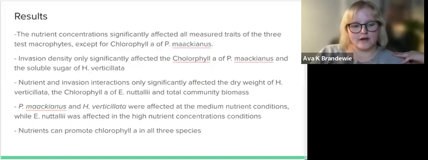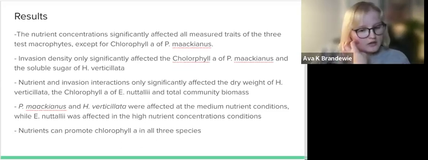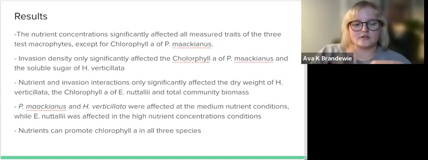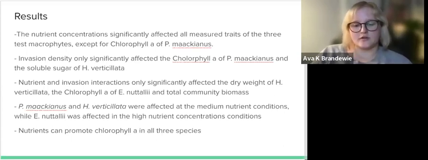The main results that they found were that the nutrient concentration significantly affected all the measured traits of the 3 tested macrophytes, including dry weight, total length, chlorophyll A, soluble sugar, and total community biomass. All that with the exception of the chlorophyll A concentration of P. maculis. That wasn't actually affected by the nutrient concentration negatively. On the other hand, the invasion density only significantly affected chlorophyll A of P. maculis and the soluble sugar of H. verticulata.